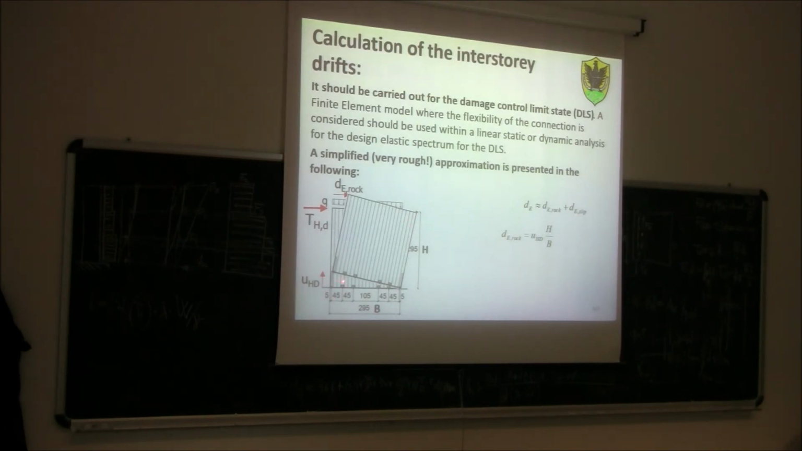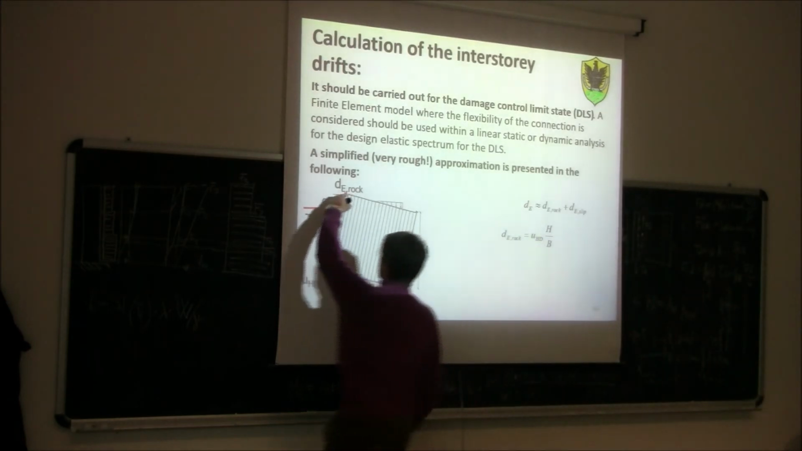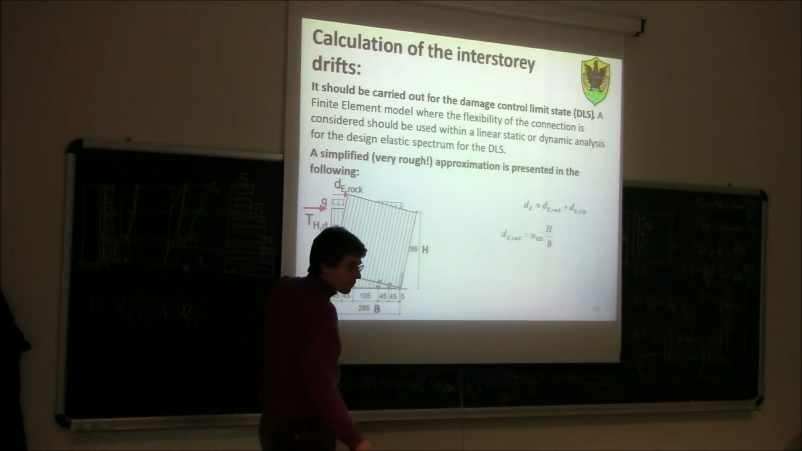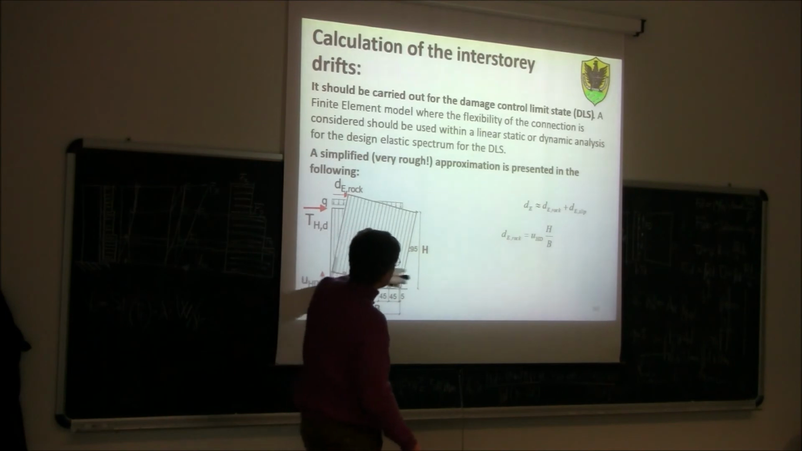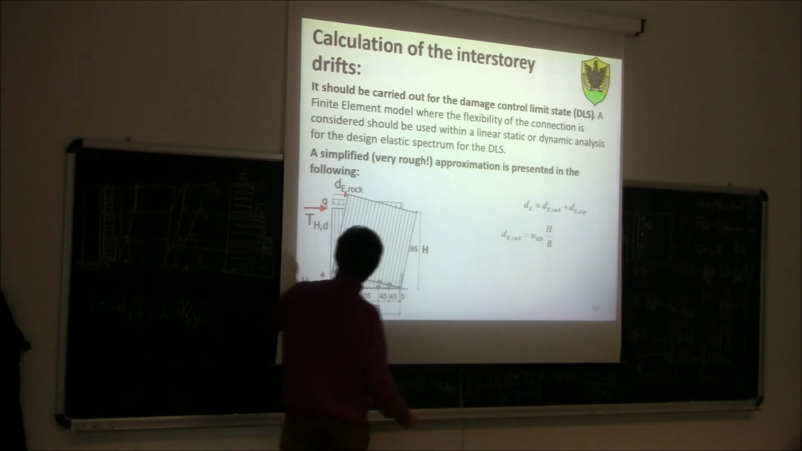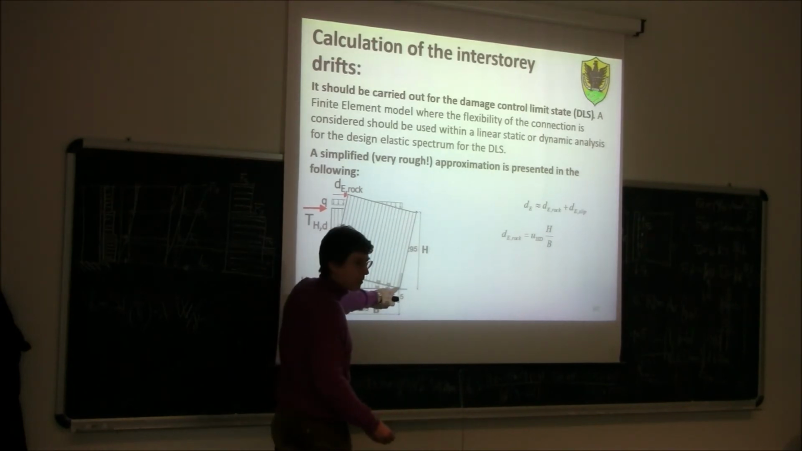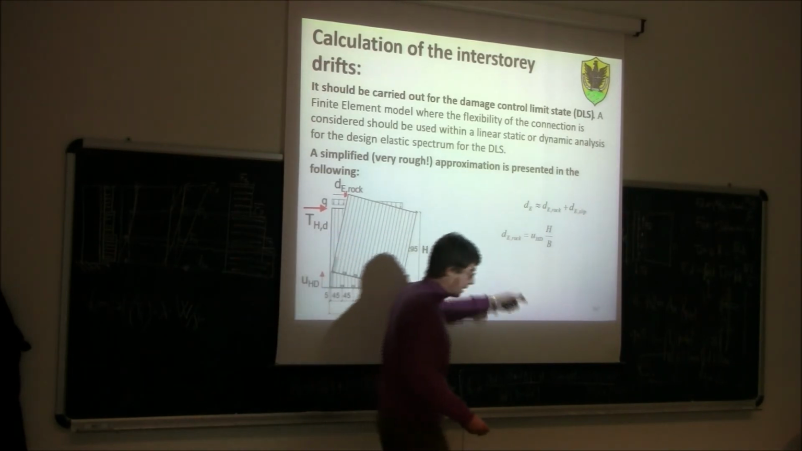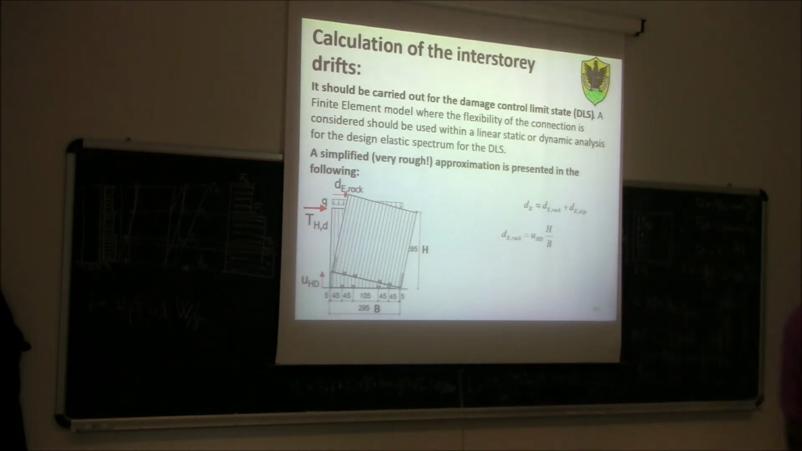basically, if you see this angle here, these two triangles, 1 and 2, are similar. So UHD divided by B is basically the tangent of this angle here, which is the same as here. So I can say that dE rock is the tangent of this angle, which is exactly the same as this, times H. And then I can find this relationship, very simple, okay?